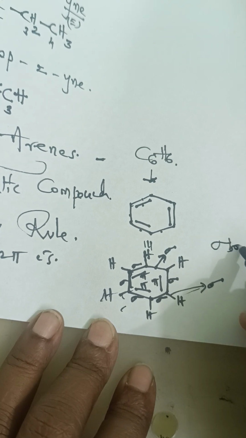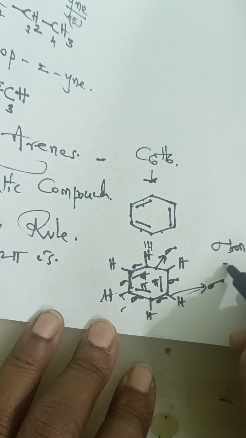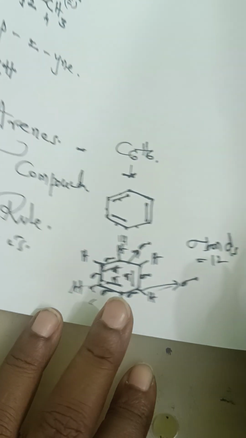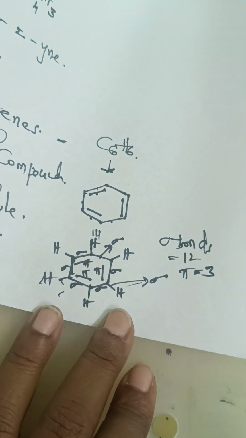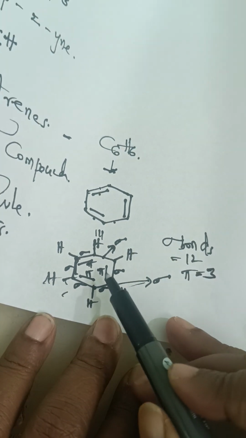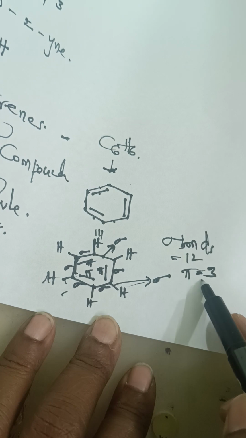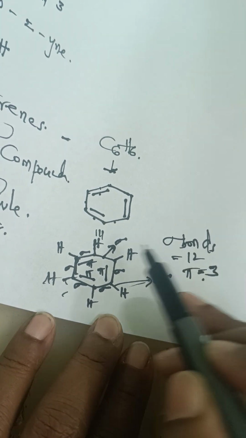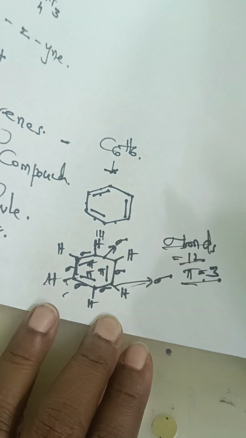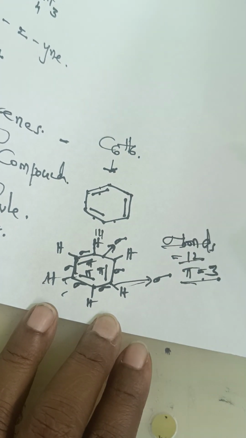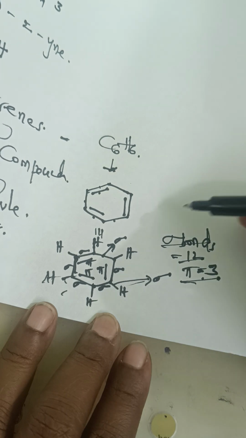Sigma bonds will be 12 sigma bonds. And then how many pi bonds? 3. Already I have mentioned here 3 pi bonds. And how many sigma bonds are there? 12. Pi bonds are 3. And one more important thing, students, you must remember.